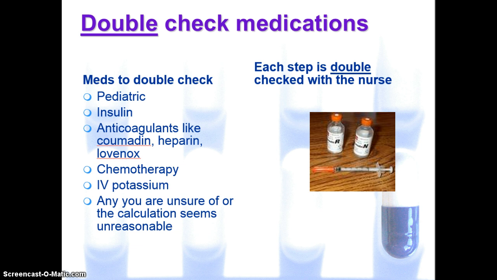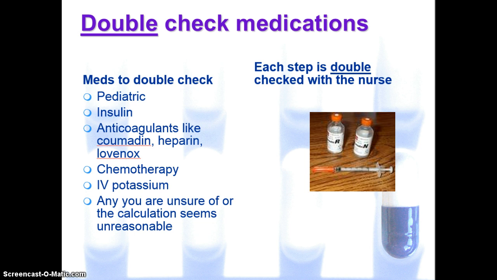We always want to double check medications because of safety. Some medications that should be double checked: any pediatric dose, because we usually base it off of their weight. Insulins are supposed to be double checked. Your anticoagulants that cause extended bleeding time, such as Coumadin, heparin, Lovenox, need to be double checked. Any of your chemotherapy agents, IV potassium, which is never given IV push. Remember, it's always diluted in a bag or diluted somehow to be administered. Anything you're unsure of, double check with another nurse.